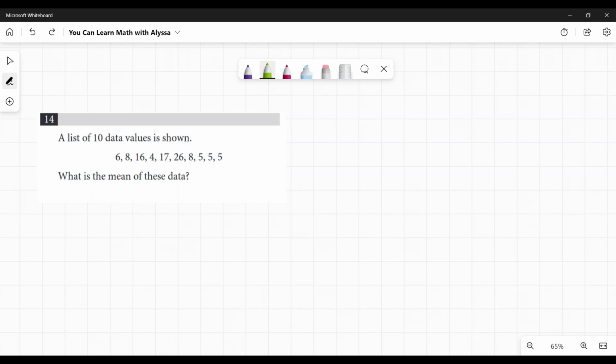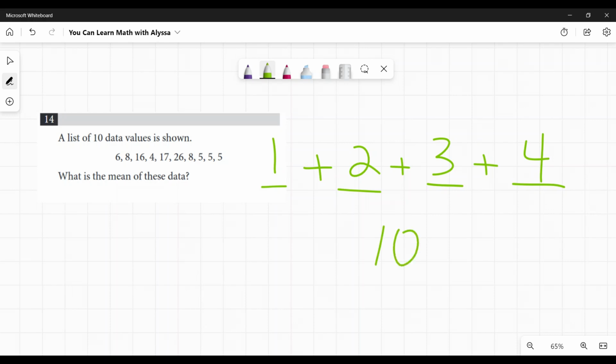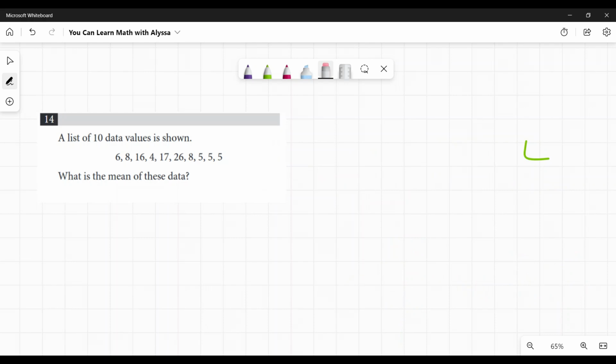When you average numbers, you're going to add all of them together, and then you divide by the number of terms you combined. So if I had 1 plus 2 plus 3 plus 4, I would add those 4 numbers together, which would give me 10. And since I added 4 numbers together, I would divide by 4 to get my average of 2.5. That's what mean means.